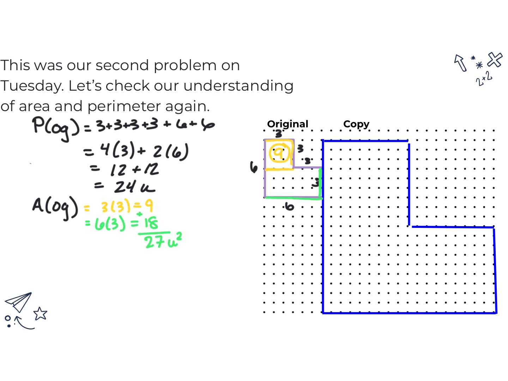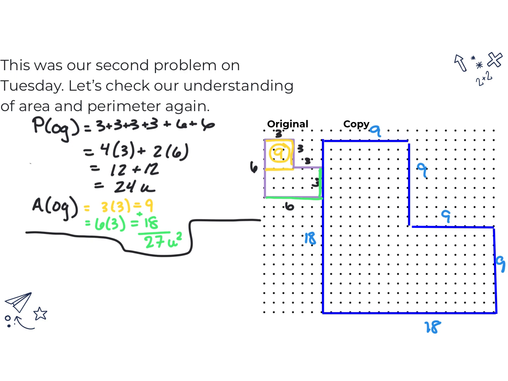So moving on to the copy now. Let me just draw some lines in here. Find some space. Okay, so for our copy, if you remember, we used a scale factor of 3. So we went from 3 to 9 all the way around in these, and then 18.